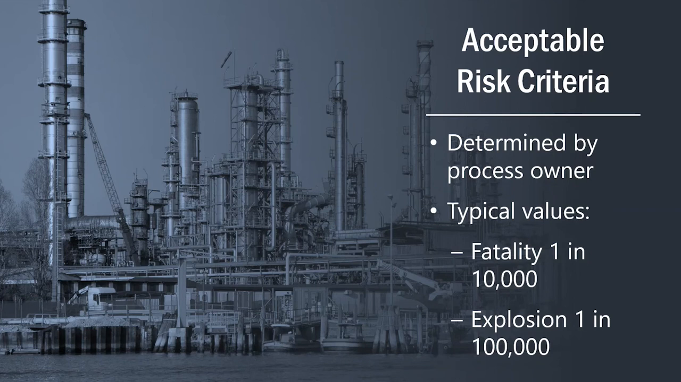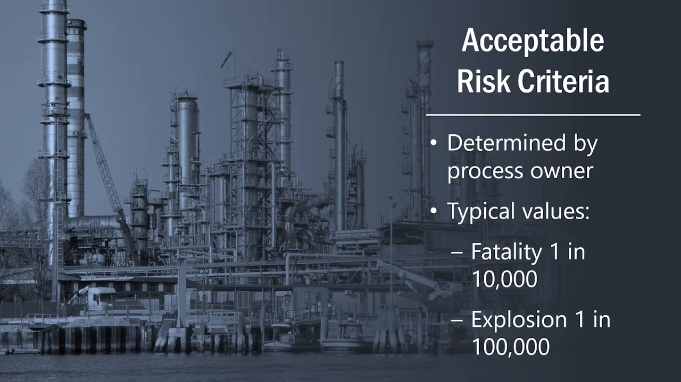What is acceptable risk criteria? Well, like I said, it's determined by the process owner. Typical values, like I said, fatality of 1 in 10,000, so a factor of 10 to the -4, or explosion, 1 in 100,000, 1 times 10 to the -5. These are kind of the typical values. Some companies have a very low risk tolerance, and they say we want to be 1 in a million. And again, that just means you have one additional order of magnitude of protection that you have to factor into your process in order to get it to that goal.